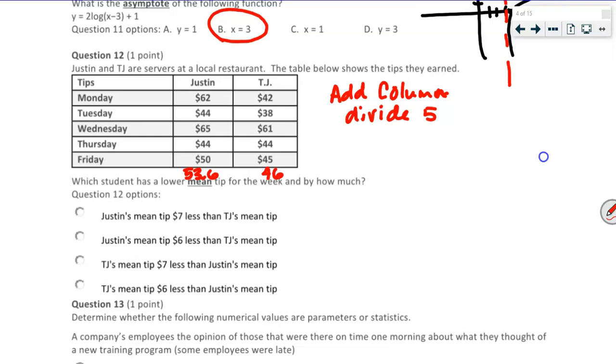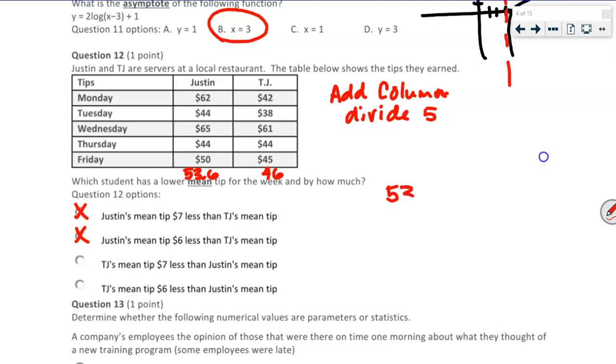So let's read these statements. Justin's mean tip was $7 less. Well, obviously Justin's tip was more than TJ's. Justin's mean tip was $6 less. No. Okay, so then we're basically looking at the next two. TJ's tip was 7 less or 6 less. So let's see what it is.